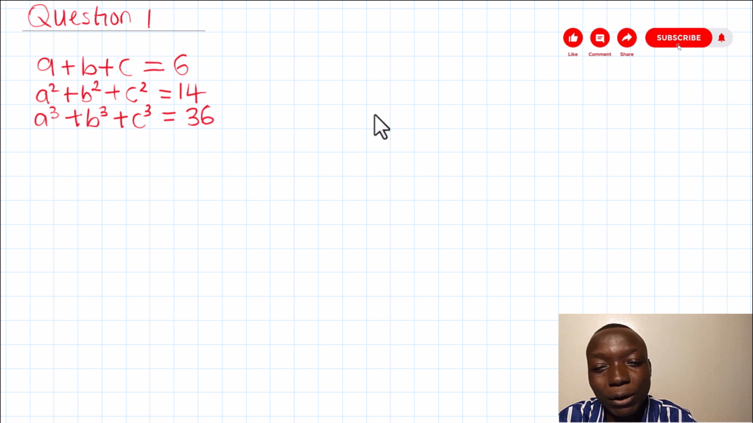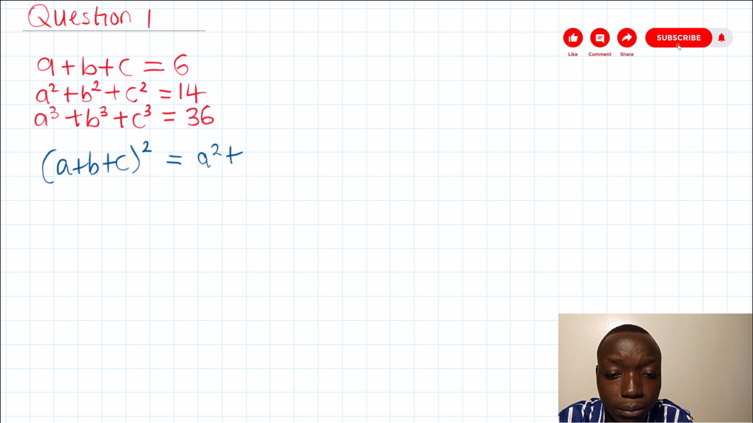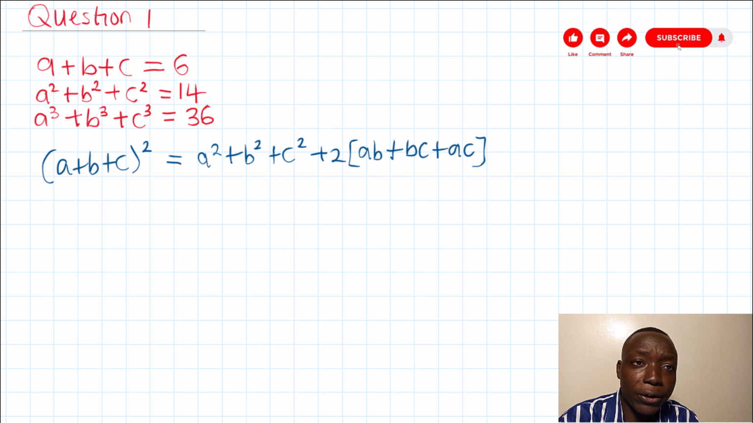All right. So for us to make progress in this question, we need to square a plus b plus c. So we'll have (a plus b plus c) squared is equal to, this will give you a squared plus b squared plus c squared plus 2(ab plus bc plus ac). So here you can already see that there are parts you can substitute easily.